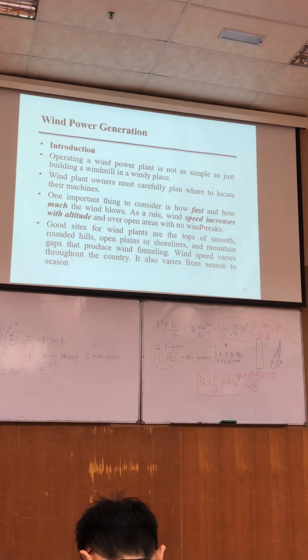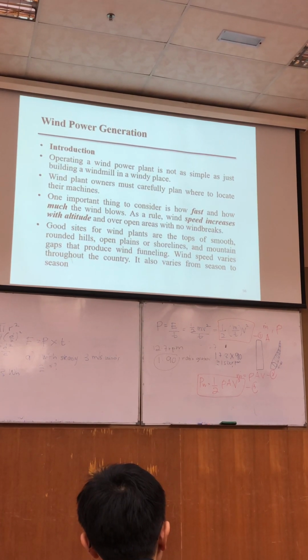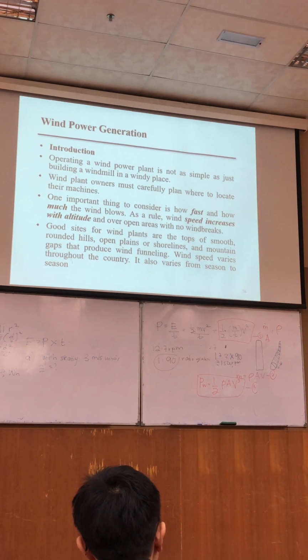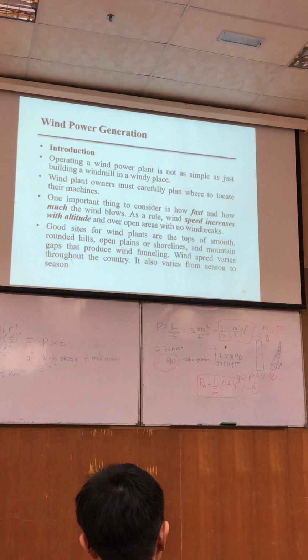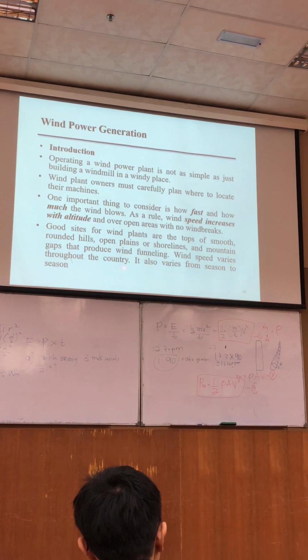As a rule, wind speed increases with altitude. Altitude, ketinggian. On the ground, the wind speed is less. It increases as you go up in altitude, and over open areas with no wind breaks. Good sites for wind plants are tops of smooth, rounded hills, open plains, shoreline and mountain gaps that produce wind funnels. This speed varies throughout the country and it can also vary from season to season.